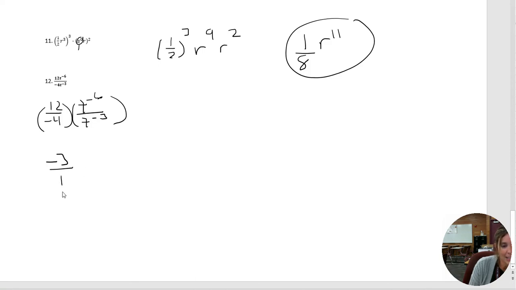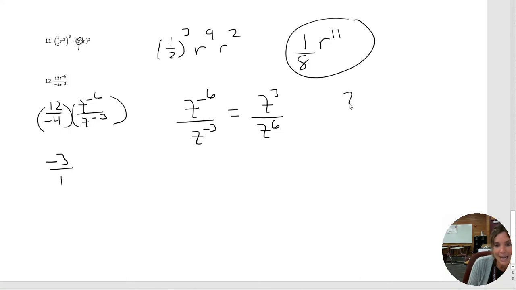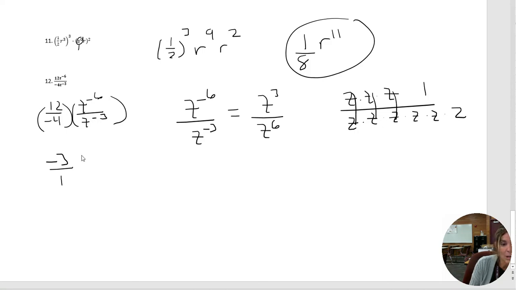So I'm just going to write that as negative 3 over 1. And then t to the negative 6 over t to the negative 3. To simplify this, the t to the negative 6 goes to the bottom as t to the positive 6. The t to the negative 3 goes to the top as t to the positive 3. And now we have t times t times t over t times t times t times t times t times t. These all cancel right here. We have 1 over t to the 3rd.